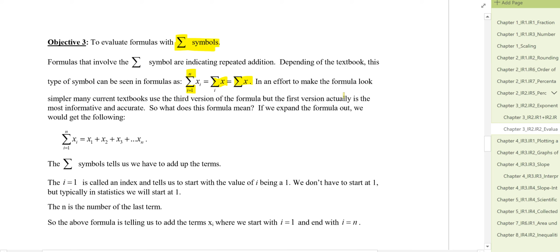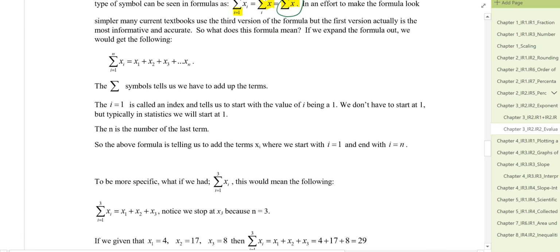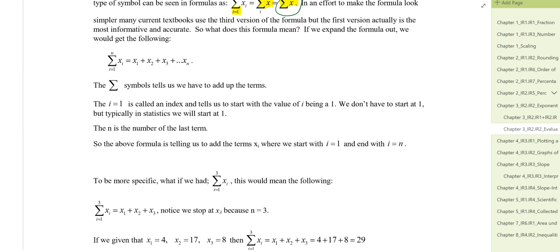In an effort to make the formula look simpler, many current textbooks use the third version. So this is the version that most of the time you'll see. I think in our textbook, we have the third version as well. Right, so what does that formula mean? Let's expand it. When I say summation of i equal to 1 to n, meaning that I'm going to expand it, it will become x1 plus x2 plus x3 plus all of them until I hit x sub n.